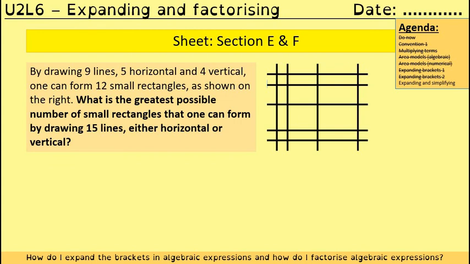Okay, so the answer to this extension question, what is the greatest possible number of small rectangles that one can form by drawing 15 lines either horizontally or vertically? The answer is 42 rectangles.